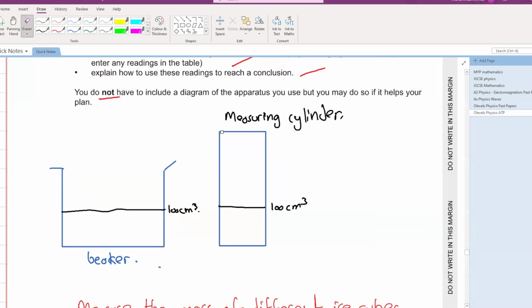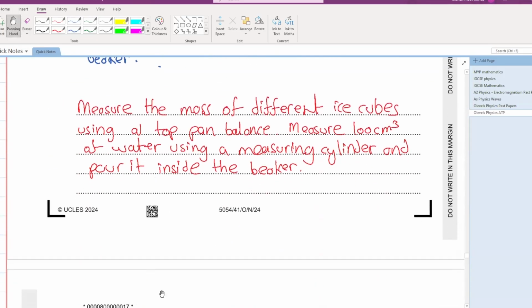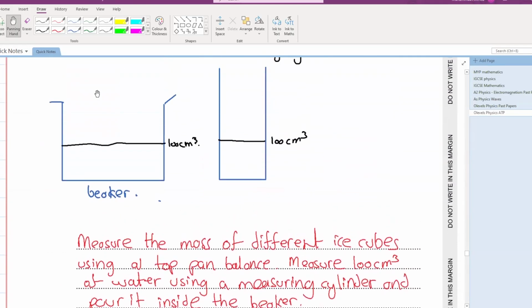Let's move ahead. What will we do next? You will say, add ice to this water. Add your ice cube here. You can immerse the ice cube fully inside the water, maybe like this.